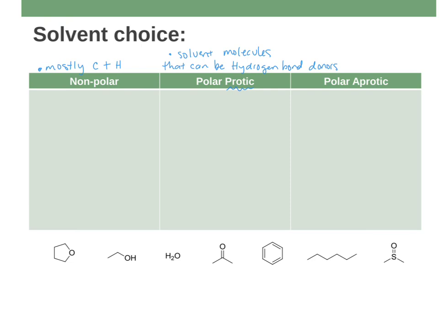So that's mostly our polar protic solvents, or things like acids. So I'll also put that, right, or acids. All acids would be considered protic solvents. Now, if I look at the polar aprotic solvents, that just means the things that cannot be hydrogen bond donors.